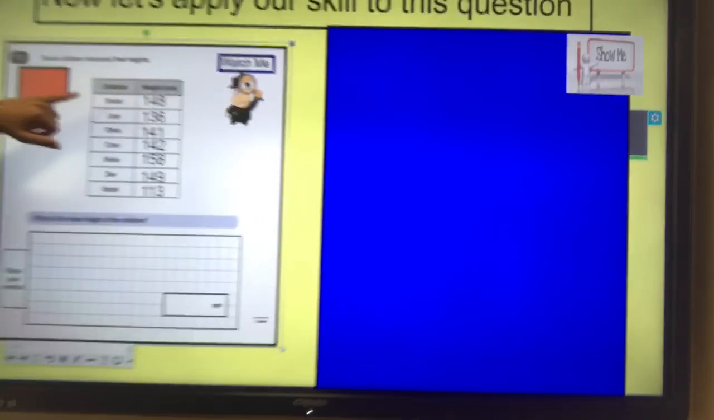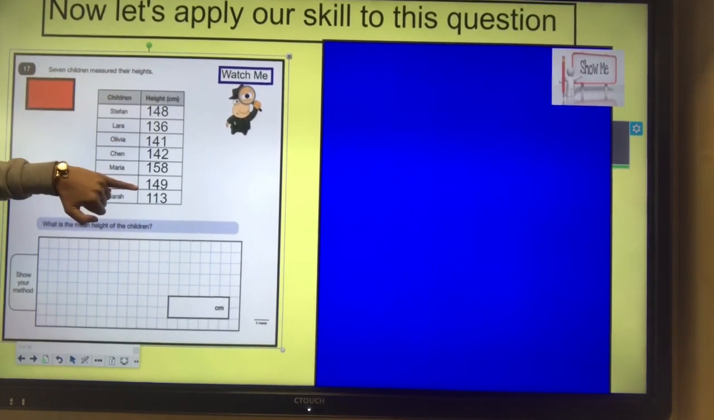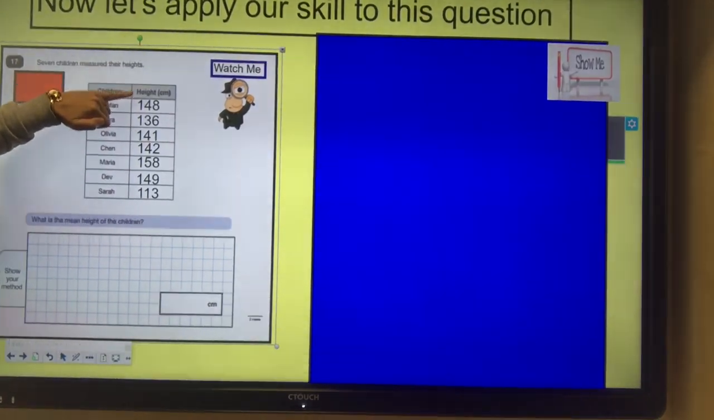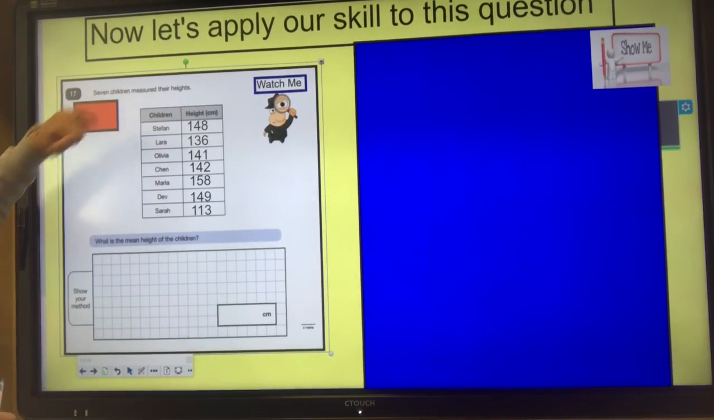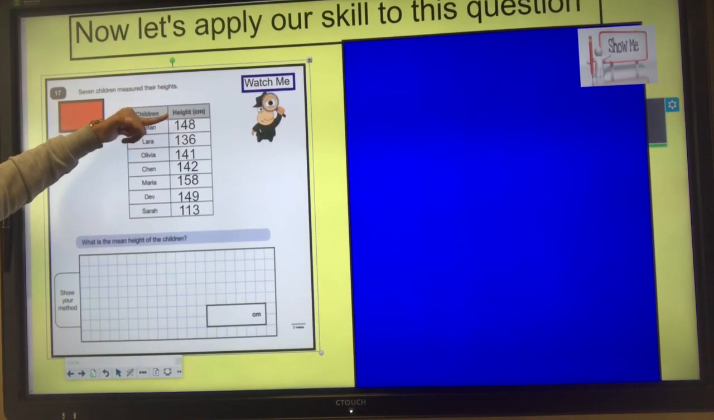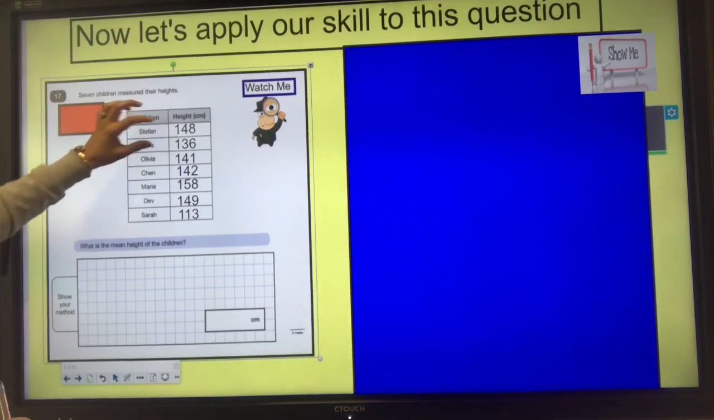Now you can see here there's a lot of 3-digit numbers, and in fact there's 7 because there's 7 children, 3-digit numbers. I have to add all of those numbers to calculate the mean and divide my answer by 7. I wouldn't do one giant column addition because I'm going to make an error. It's a lot of carrying.